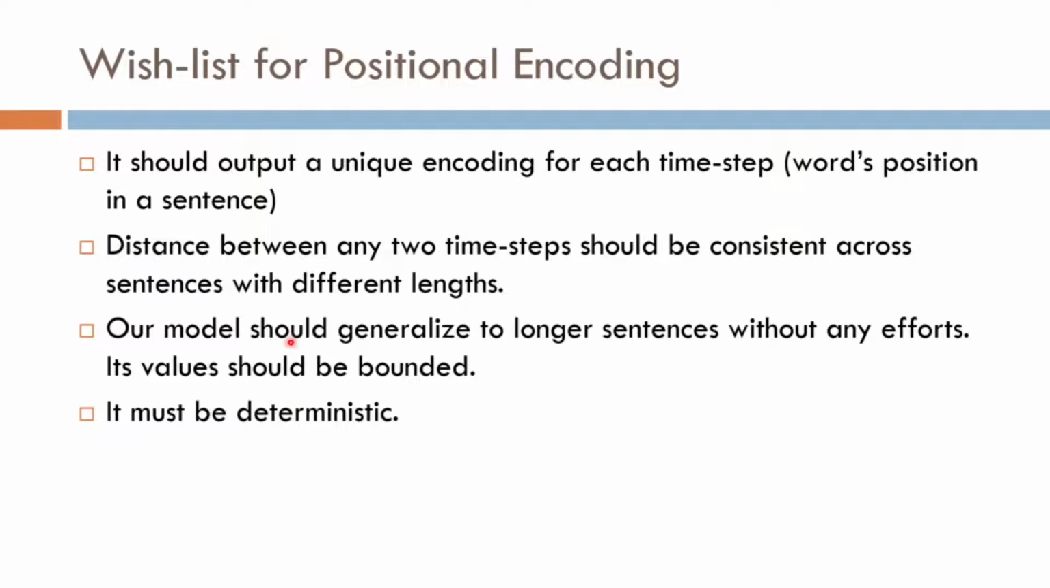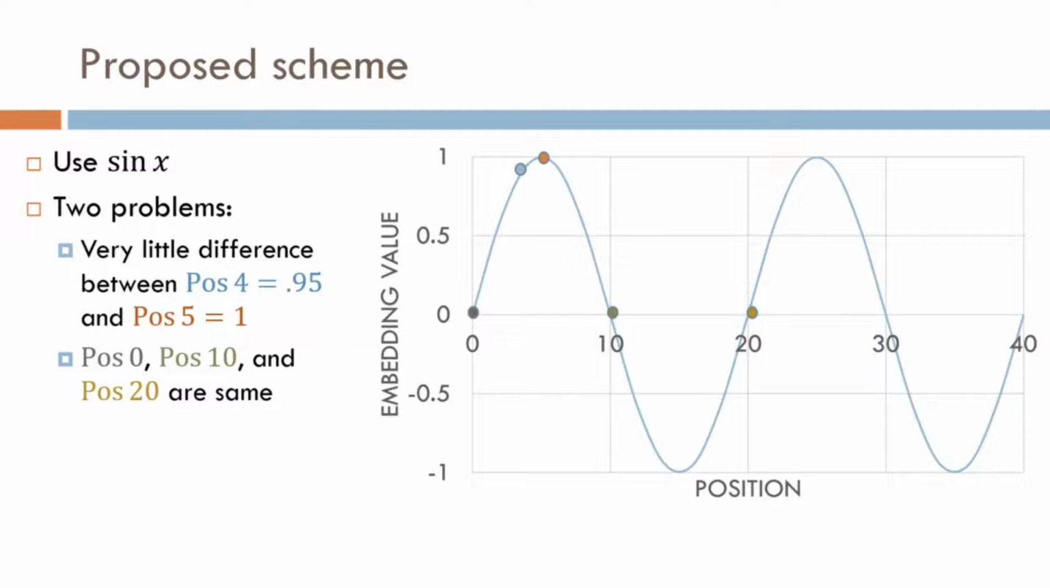Second, our model should generalize to longer sentences without any effort. That is, its value should be bounded, so that we have seen all possible values, and the encoding easily generalizes to longer sentences. And the last point is, it should be deterministic. With that wish list in mind, what they have used is sin x for positional encoding.